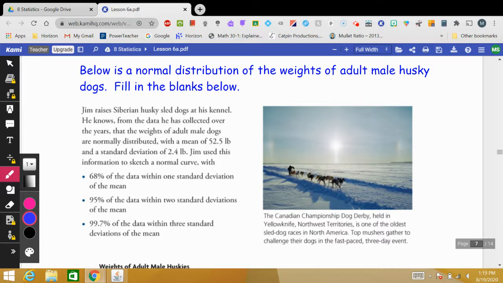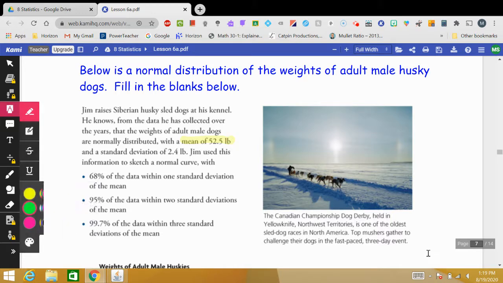And we're going to fill in the blanks. So Jim raises Siberian Husky sled dogs at his kennel. He knows from the data that he has collected over the years that the weights of the adult male dogs are normally distributed with a mean of 52.5 and a standard deviation of 2.4 pounds.